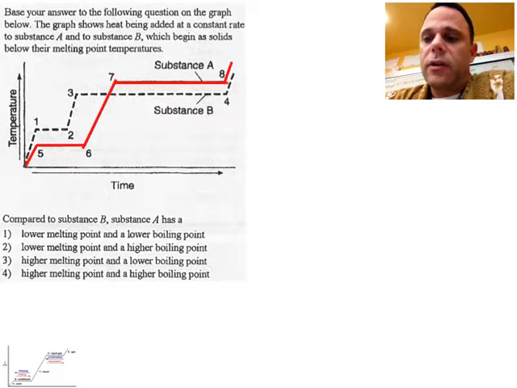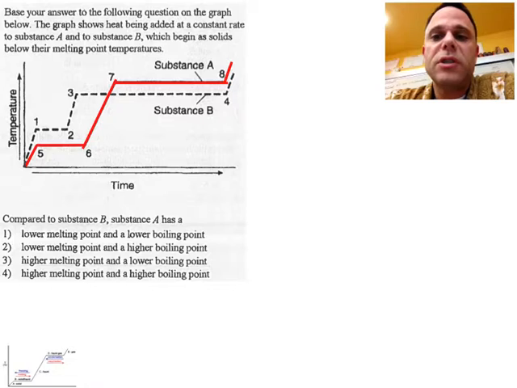Question 11. Base your answer to the following question on the graph below. The graph shows heat being added at a constant rate to a substance A and to substance B, which begin as solids below their melting point temperatures. Solids, liquids, gases. The question: compared to substance B, substance A has. So what is true about substance A versus substance B?